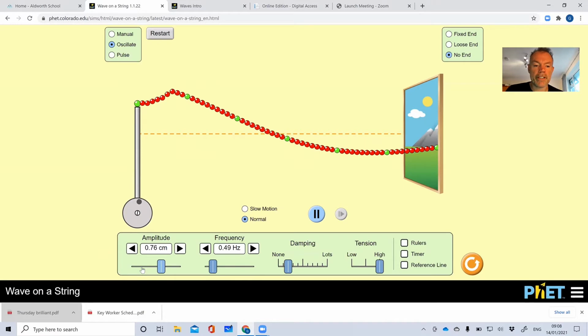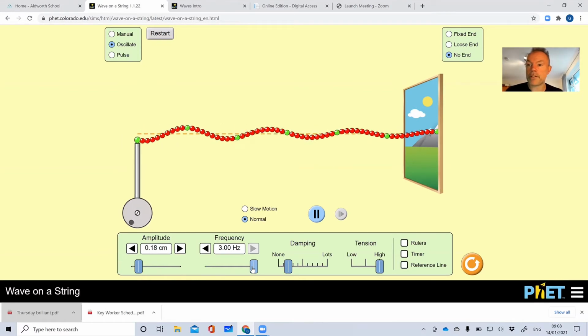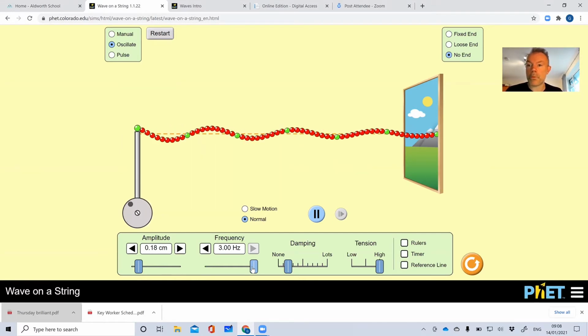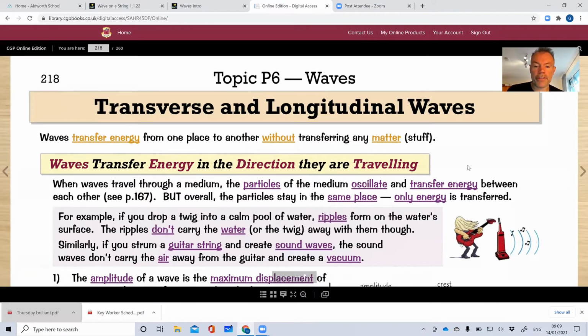Okay, or I could have a really small amplitude and a really high frequency. Okay, they're independent of each other. When you're drawing them, it's tempting to make a wave with a big amplitude and a higher frequency. You know, there's something about human nature that makes us do that. They're independent. Okay, so let's have a little look in our revision guide.